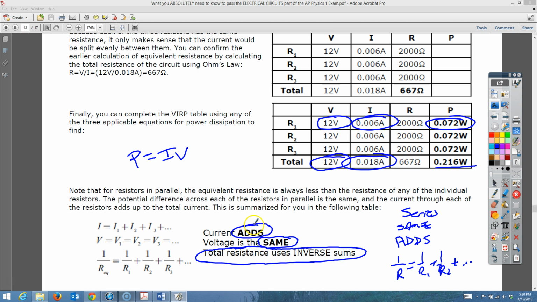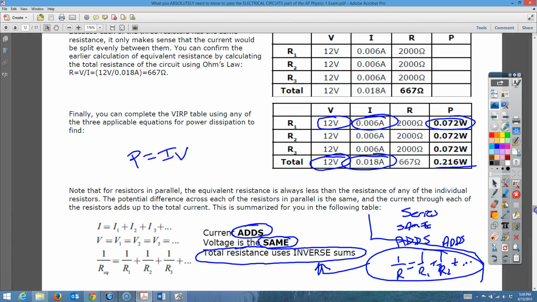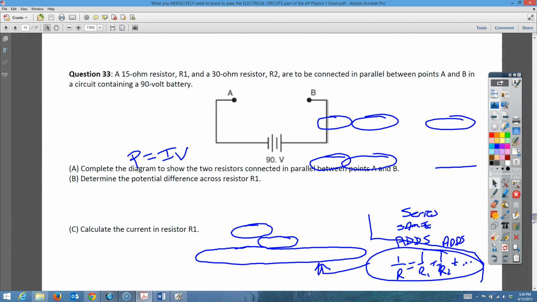Current adds in parallel, in series it's the same. Voltage is the same in parallel and it adds in series. And then this resistance is the inverse sums. So remember, that's for parallel. In series, it just simply adds. So I made a little bit of an error there. Hopefully you can see that. And so that is how you do things in parallel.